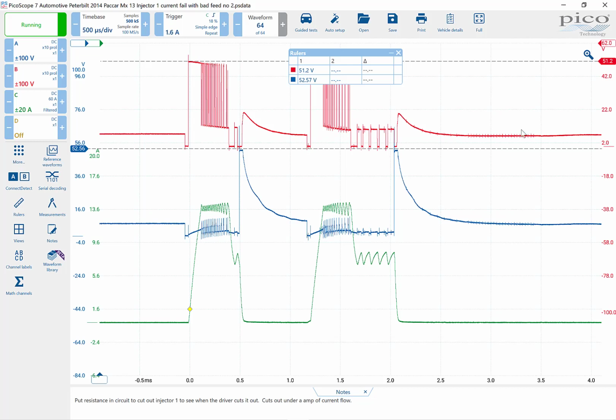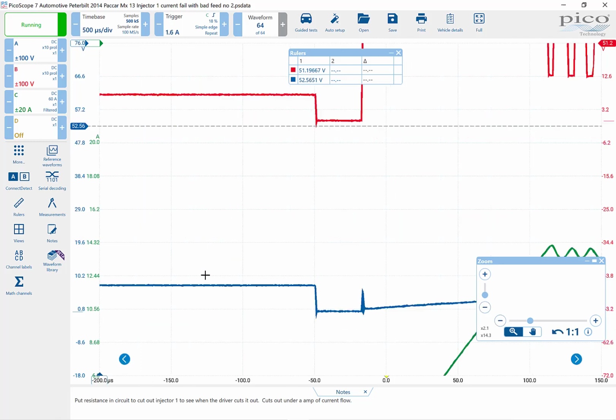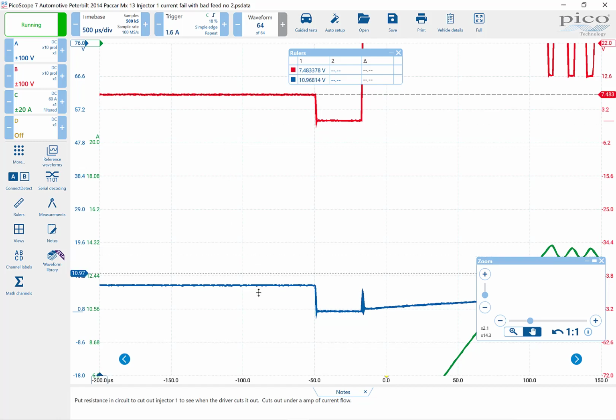Now, if you look right here, we're going to zoom in and do a measurement, and I'm going to show this to you as well. So key on, engine off, and also while running, you will see a bias voltage going through your injector. On this one, it's about 7.4 volts. Then on the ground side over here, it's about the same, about 7.5. So when you have it key on, engine off, you're going to have the same amount of voltage going through both legs, okay?